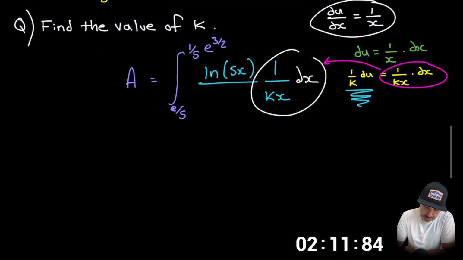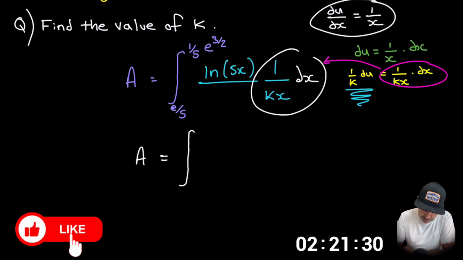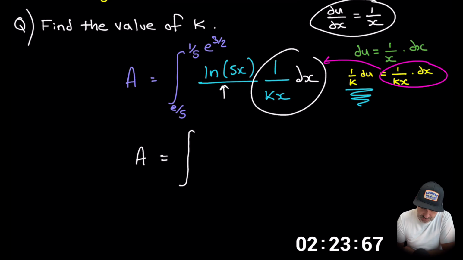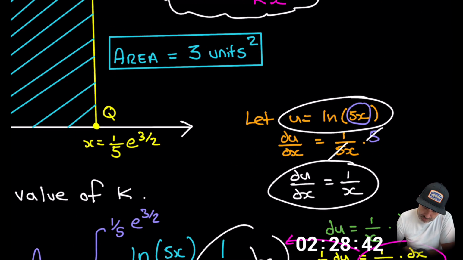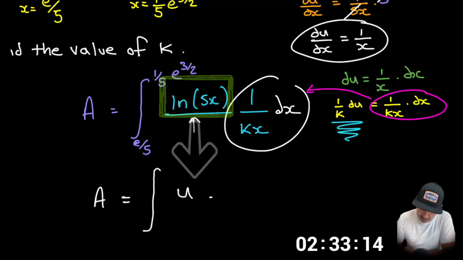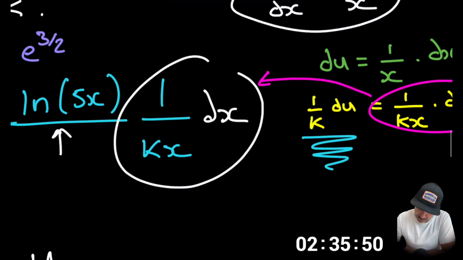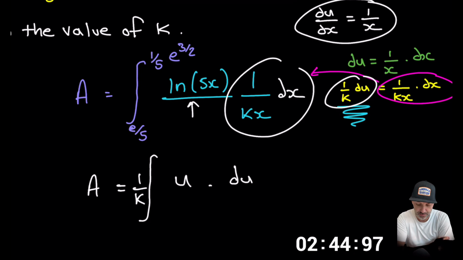So I'm going to rewrite the problem, but in terms of u now. So a, now I know the a is 3. We'll come back to that, okay? And I will leave the limits off for the moment. We know that this value here, this natural log 5x, was my initial substitution. That was u, right? So u is going to go on the numerator here. The 1 over kx dx gets switched out for 1 over k du. So I'm going to put du here. Sorry, there is a denominator, but I'm going to put the 1 over k on the outside there.